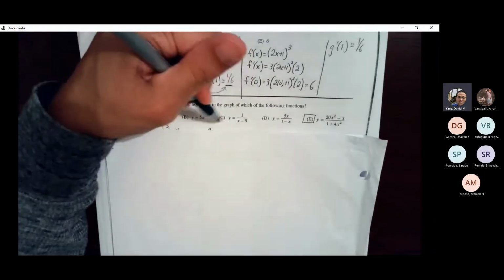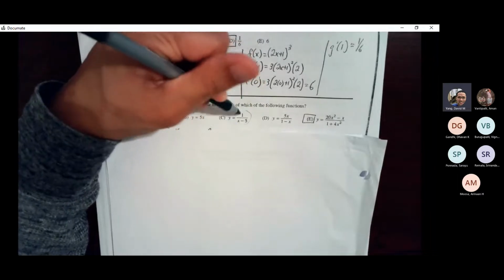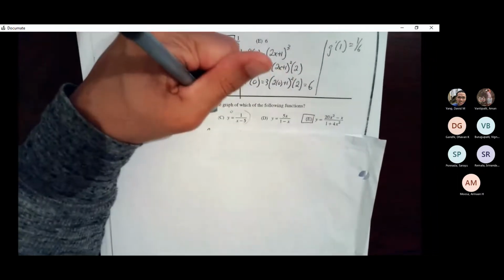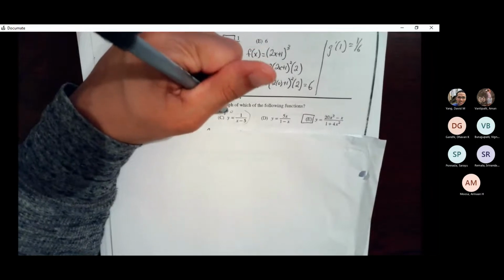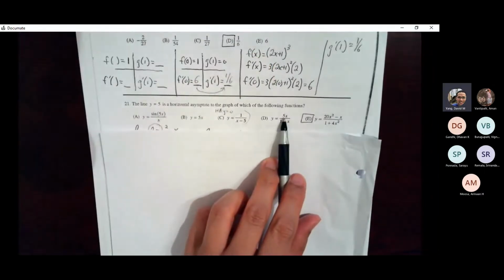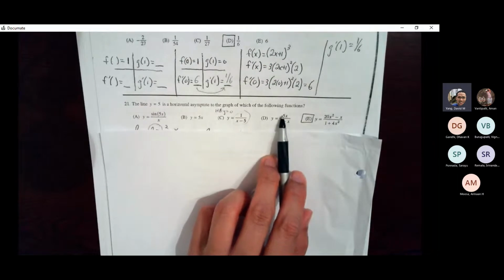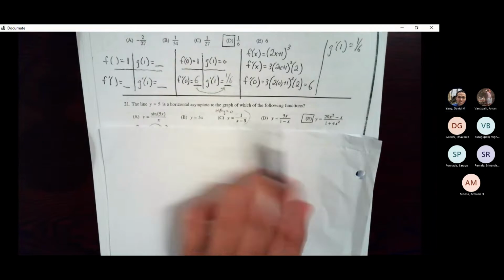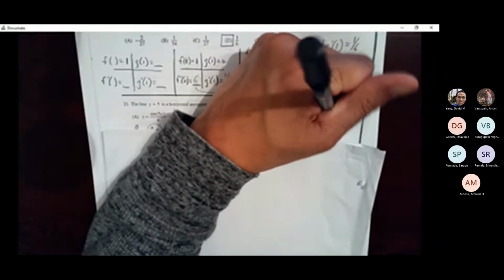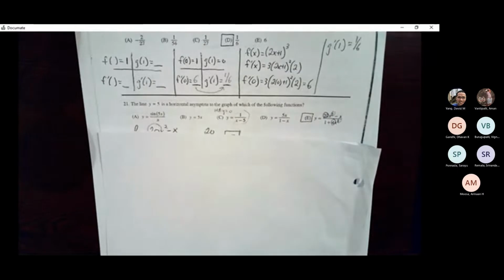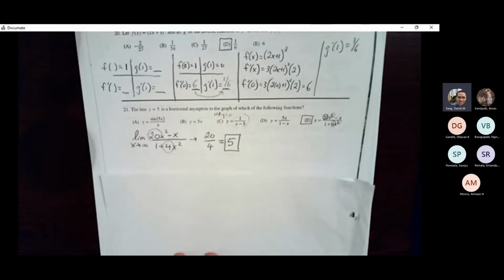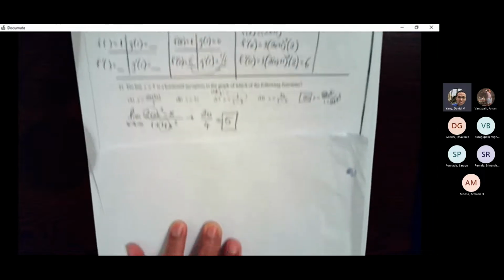5x is just a diagonal line with a slope of 5. That's not it. Here, this horizontal asymptote is equal to 0. Here, my horizontal asymptote is 5 over -1 because I take the ratio of coefficients. That doesn't match 5. Highest degree is 2. And then I seek out the leading coefficients of those highest-degree variables. 20 over 4 equals 5. And that matches what I'm looking for.